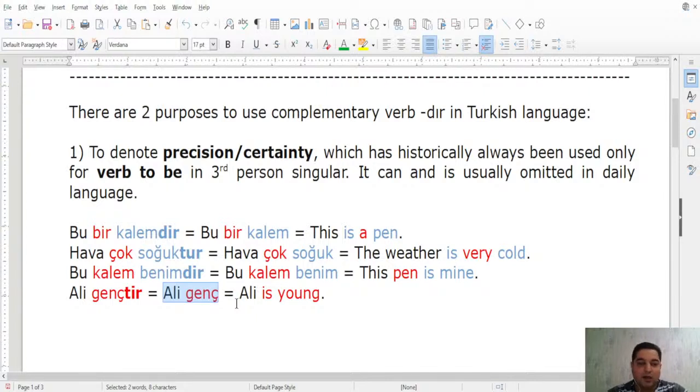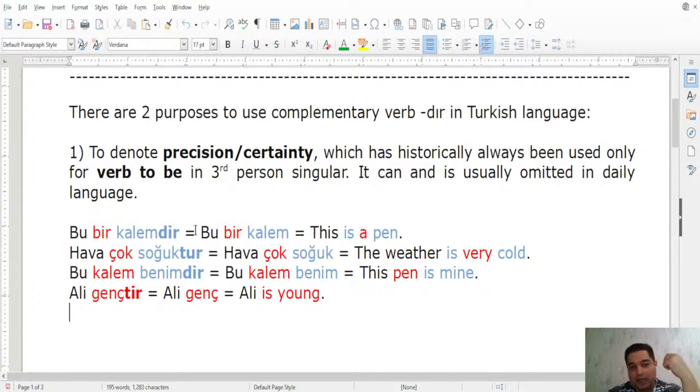Okay, you don't have to say Ali çok gençtir. That is needless repetition. That is redundancy. So the first meaning, the first use of this dır dir durdur, is to denote precision or certainty about what is happening, in terms of the verb to be. Okay, verb to be, what it is. And again, you can omit it, and it is usually omitted in daily, modern Turkish.